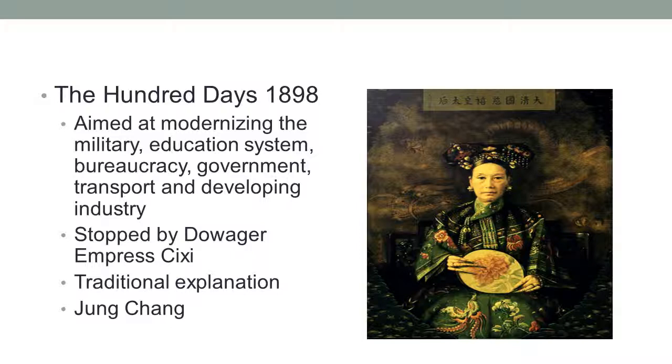Now, this was stopped by the Dowager Empress Cixi. And I'm going to present to you two interpretations as to why she would have stopped it. The first one, the traditional one, says that she stopped this because it was going to be heavily undermining her power. She stopped it because she was afraid of new ideas. She was afraid of the change.